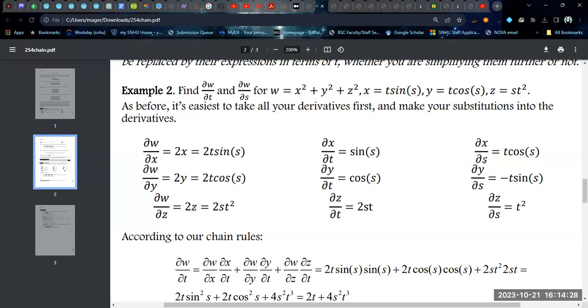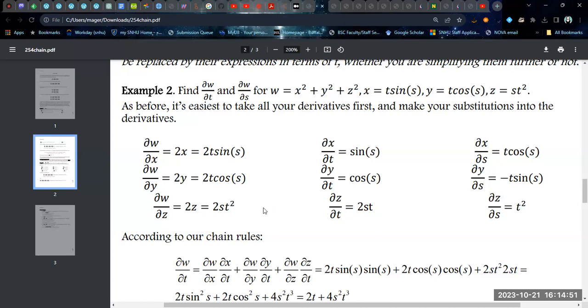Partial derivative of x with respect to s, that's the derivative of this with respect to s, is going to be t cosine s. Partial derivative of y with respect to s is the derivative of this, and the t is going to stay the same, but cosine s will become minus sine s. And then the derivative of this with respect to s is going to be t squared.